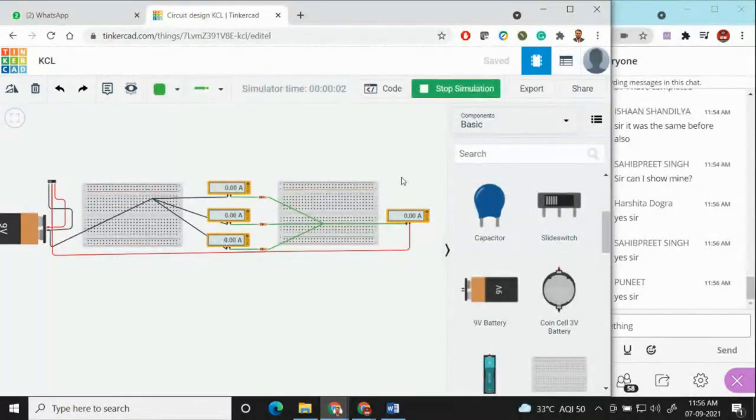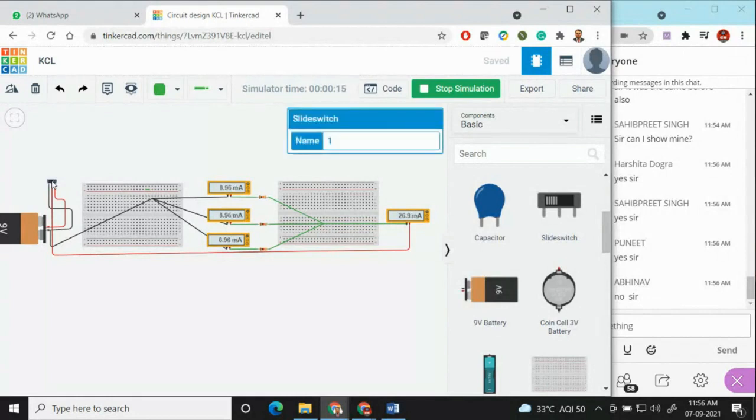Initially it is showing 0.000 ampere. Why is it showing 0.000 ampere? Because this slider switch is in the off position. When we move this slider switch to the on position, its current value changes across each branch. So this first branch shows 8.96 milliampere. The second and third branches also show the same current flowing through them.